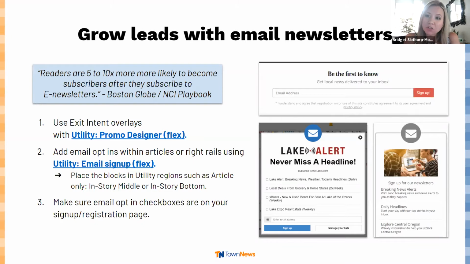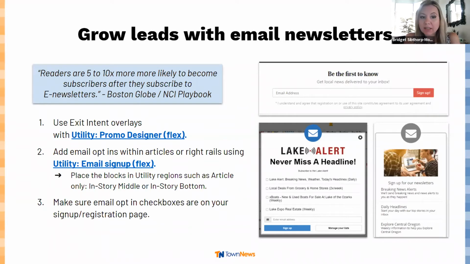But it's really important to make sure that they can find these opt-in points. So one of the best ways is to put an email opt-in right in the content of the story or at the bottom of the story. And so this block is flexible enough to do that. And a really great tip is to actually add it within the content using a utility region. So there's a couple of examples here on where you could put that.